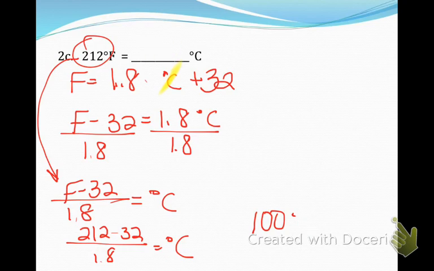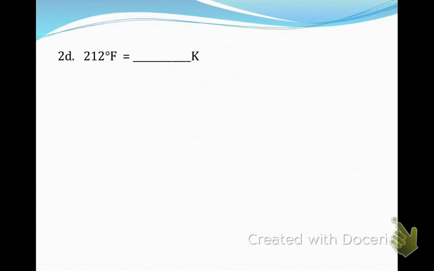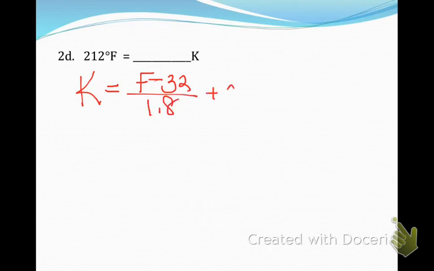Alright, so let's move on to 2D. So we have 212 degrees Fahrenheit is equal to an unknown amount of Kelvin. And I remember we rearranged all these equations before, so let's go ahead and use those. Kelvin is equal to F minus 32 over 1.8 plus 273. So let's pause and make sure that our answer will make sense. We have 212 degrees Fahrenheit. Will this be a lower or higher number of Kelvin? When we're at 212, the Kelvin value should be higher.